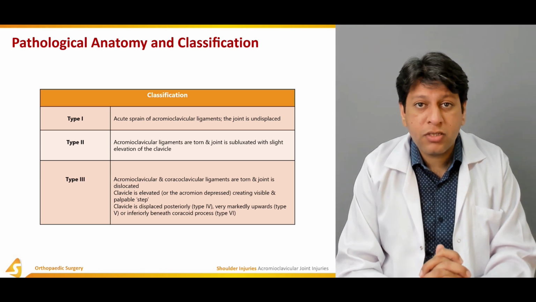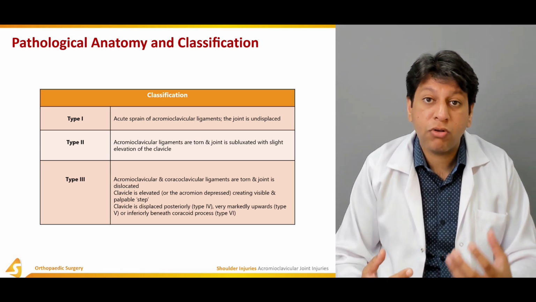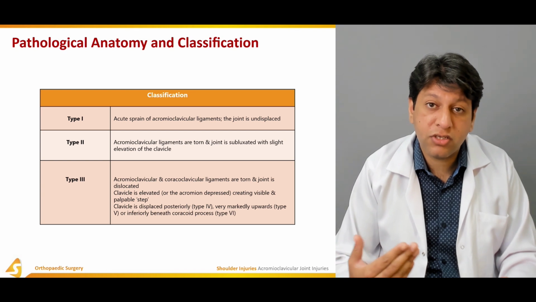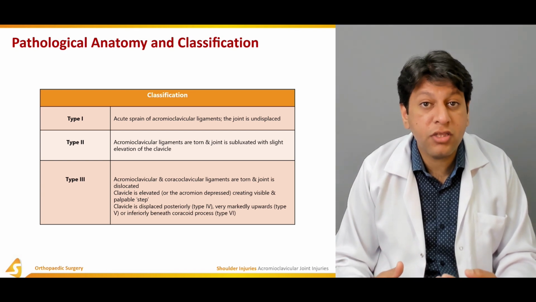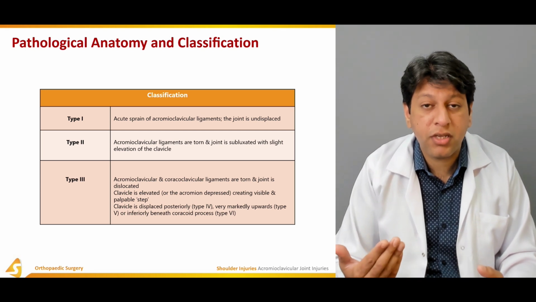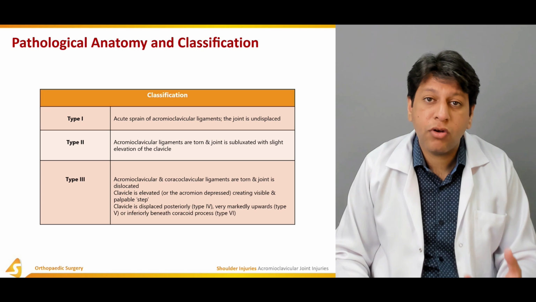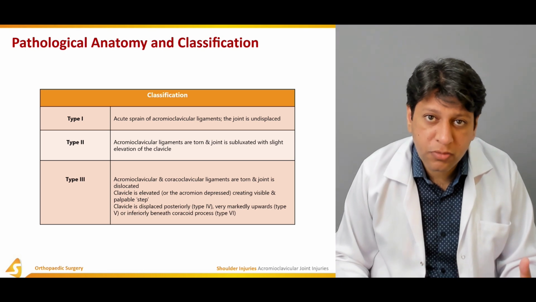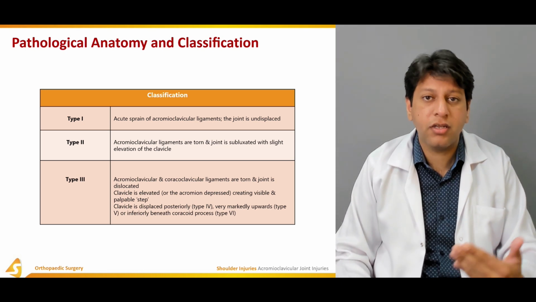Coming to the type 4 injury, the clavicle is displaced posteriorly. Type 5 is one in which the acromioclavicular and coracoclavicular ligaments are injured and the clavicle is displaced upwards. In type 6, it is displaced inferiorly, beneath the coracoid process. If it is more than 100% displacement, then you need to classify it accordingly.